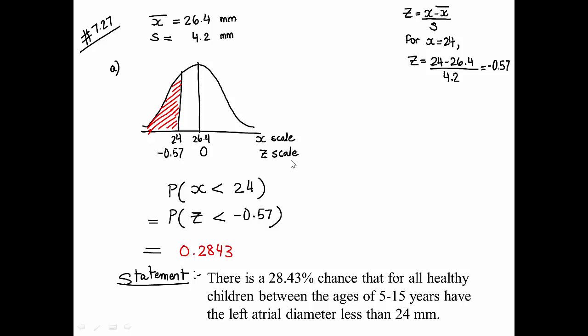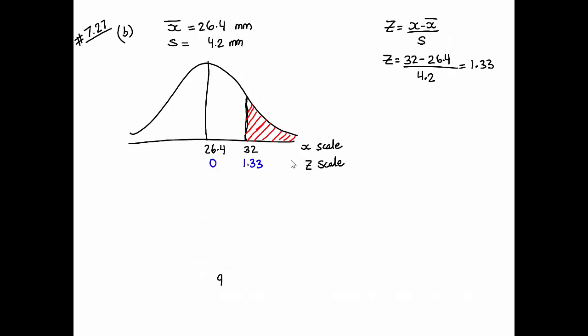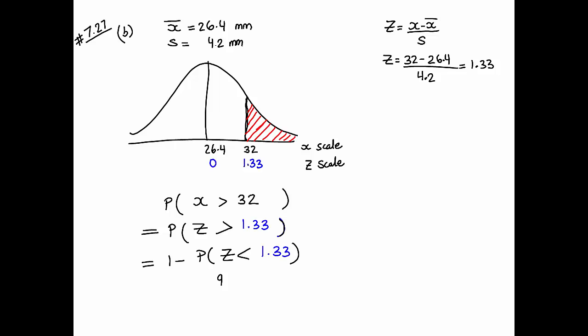Now let's go and do part B. For part B, the problem said, what's the probability that your atrial diameter is greater than 32? In the same fashion as the previous problem, I have converted from x scale to z scale. I would write my probability steps in terms of x and then in terms of z. This time I have a greater than inequality. If you remember from the first video, when we have a greater than inequality, we convert it to less than by doing 1 minus.